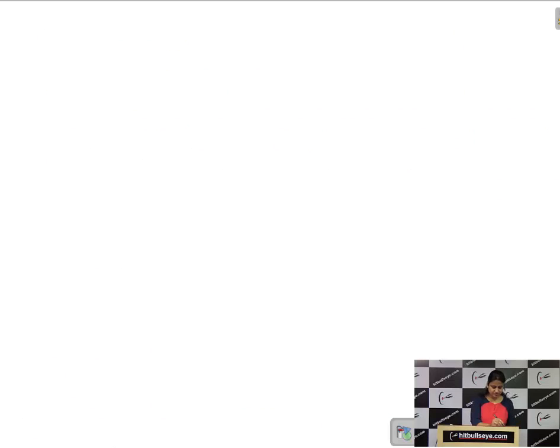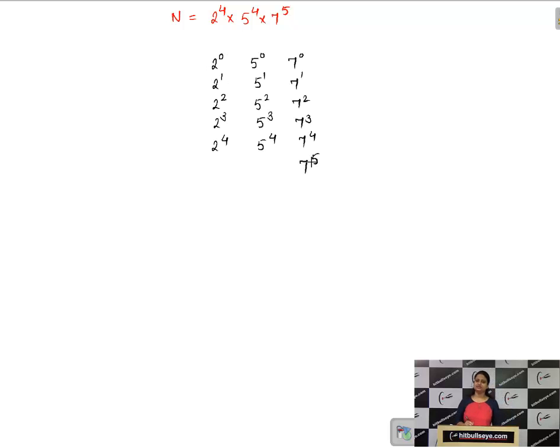So let us see. The number given was 2 raised to power 4 into 5 raised to power 4 into 7 raised to power 5. Once again, we will write all the permissible powers. Since my question is, we want to know all such numbers which are ending in 0, all those factors, all those divisors which are ending in 0. As we know, if any number is ending in 0, it should be a multiple of 10. So we want to make a 10. We want to make at least one 10 in that number. So I'm writing down all the permissible powers.